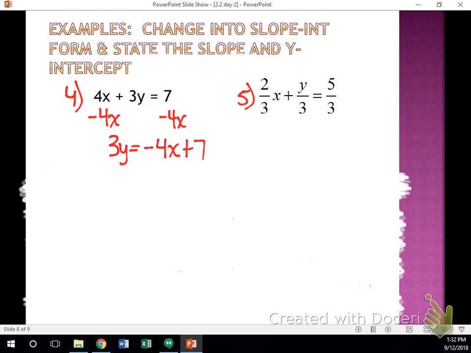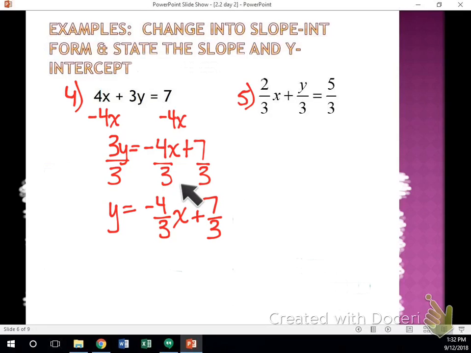Y is not by itself yet, so I need to go through and divide by 3. Now, you could put one big fraction bar over here, but I'm not going to recommend that on these. I'm going to divide every single term by 3. Just split your fraction up already. Otherwise, you're just going to have to do it on your next step anyway. Okay, so instead of putting one big fraction bar, I'm going to divide the x part and just the constant number part by 3. That gives me y equals negative 4/3 x plus 7/3.